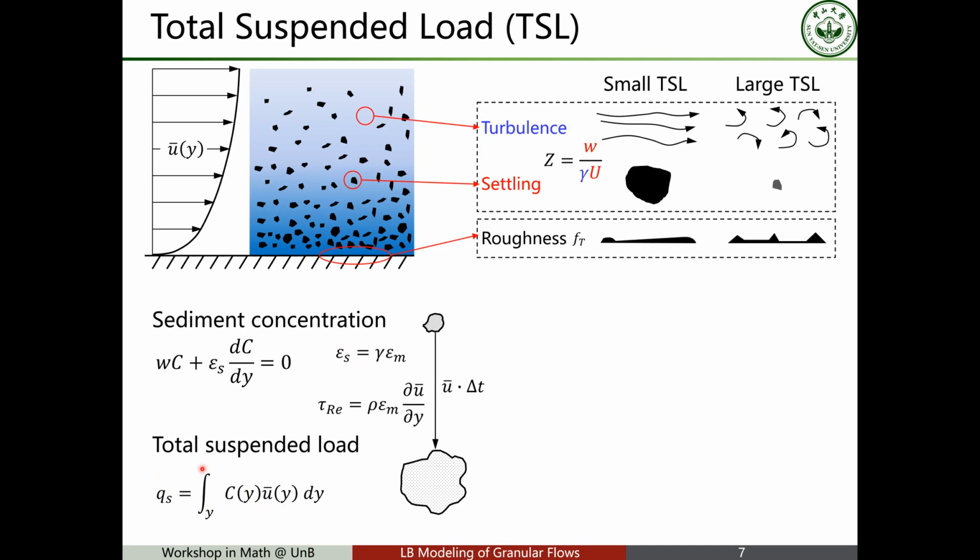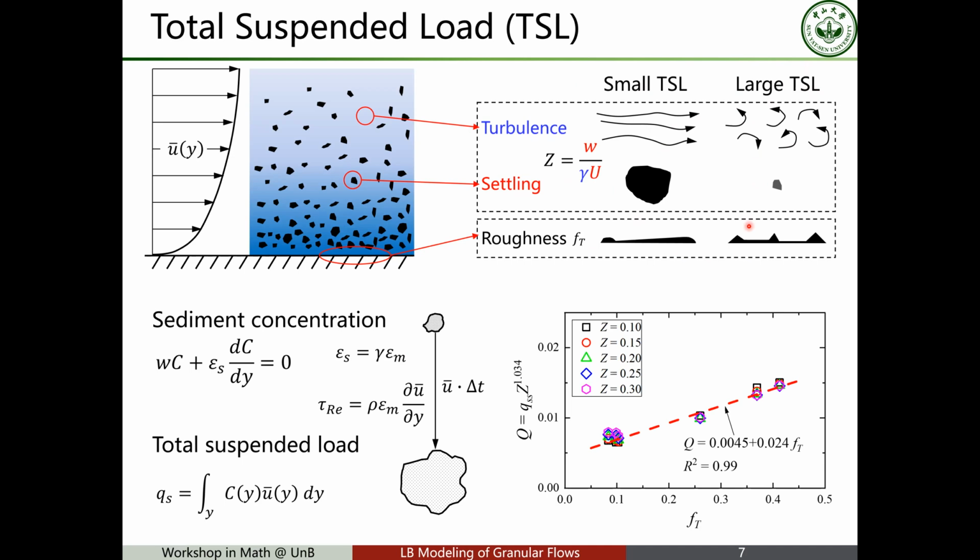So what we find is when the turbulence intensity is weak and the settling velocity is large, then we will get smaller total suspended load. But when the turbulent intensity increases and the settling velocity decreases, then the total suspended load will also increase. In numerical simulations, we can easily change the geometry of the bed so that we can get different roughnesses. And what we can see is when the bed roughness increases, the total suspended load will also increase. So from this data, we can establish a linear relationship between the normalized total suspended load and the roughness factor, which can be very useful to estimate the total suspended load in engineering practice.